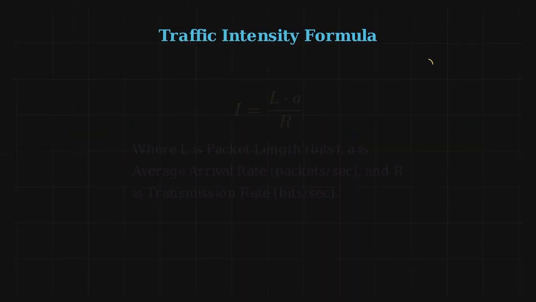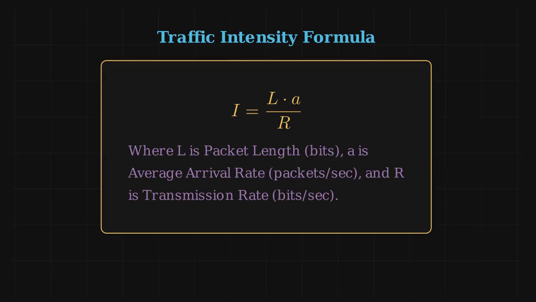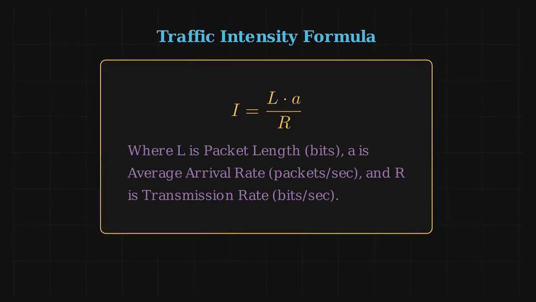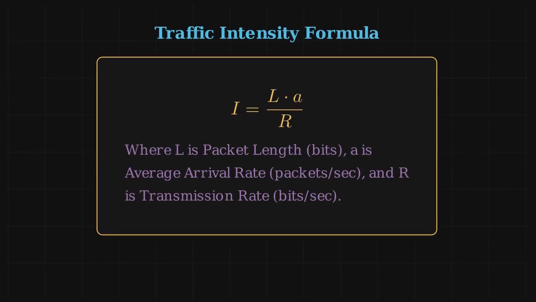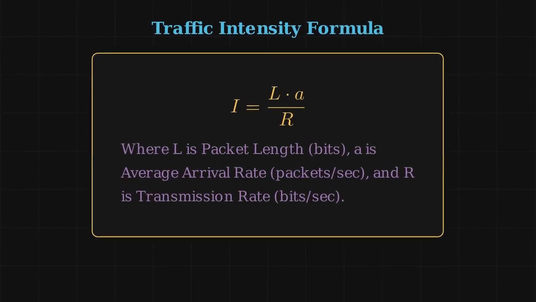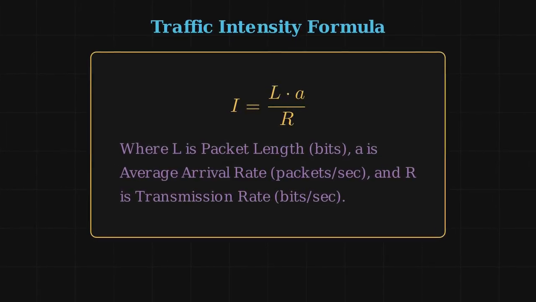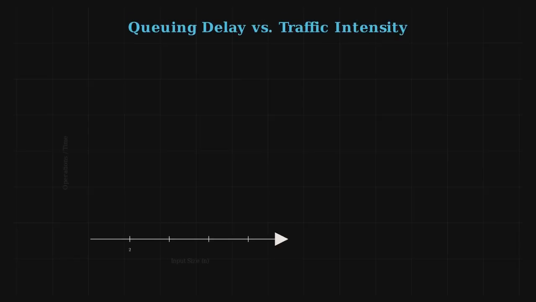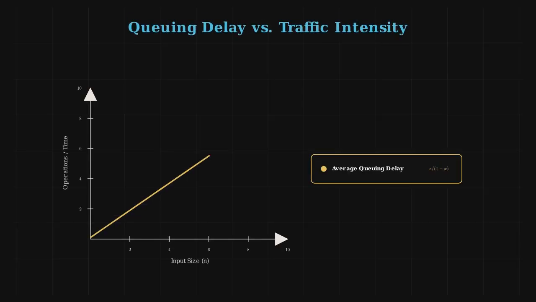Traffic intensity is the ratio of the rate of incoming bits to the link's transmission capacity. It is modeled as L times A, divided by R, where L is packet length, A is arrival rate, and R is transmission rate. When intensity is near zero, queuing delay is negligible.